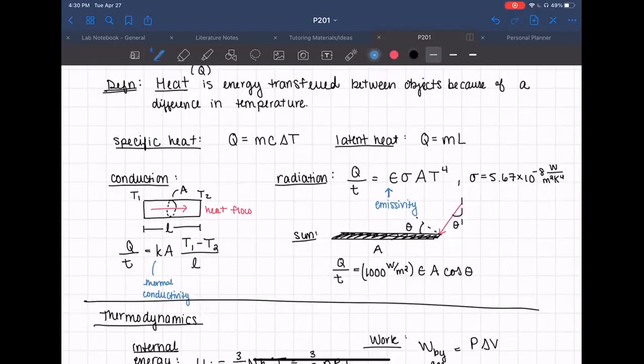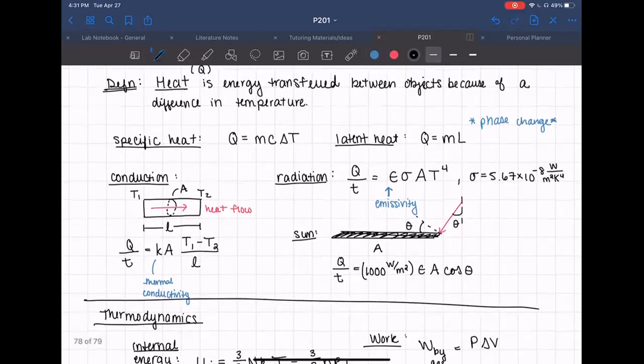You could, I think, include on the latent heat that this is used when you're going through a phase change. So I will add that just there, because that's important.